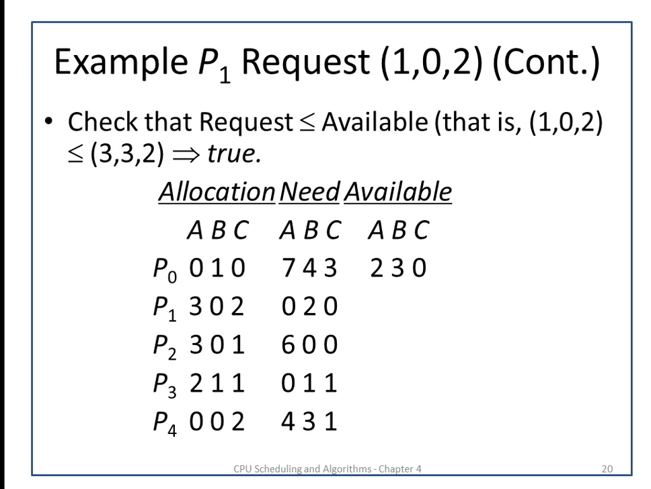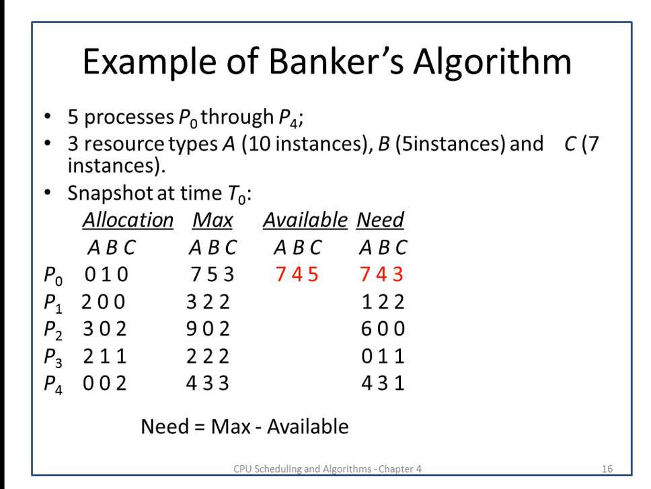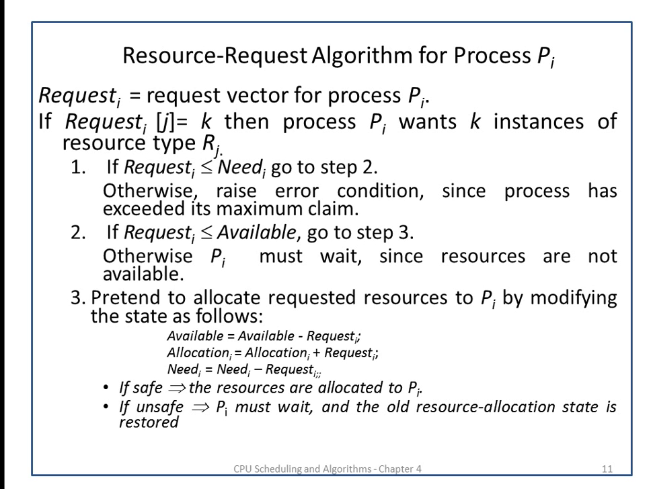Now what we did when we were checking this particular request was check whether the request is less than the available, and if it is less than the available, we subtracted that request from the available. We added that request into the P1 allocation, and we subtracted that request from the need. So our resource request algorithm tells us the same: if any process requests any type of resource, the request will be satisfied by checking some conditions.